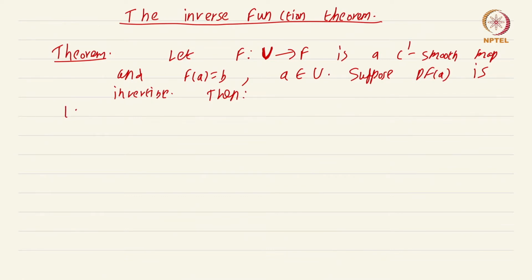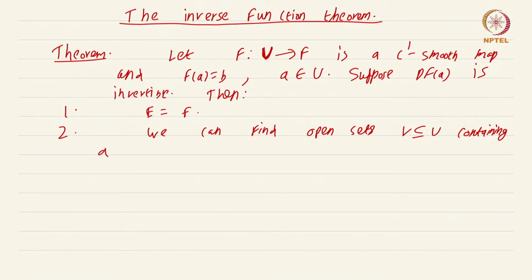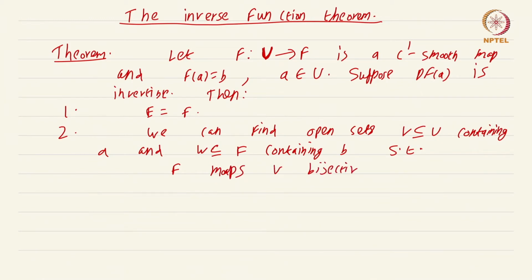Number one is the fact that E is equal to F. This is obvious actually. The fact that a linear mapping is bijective between two vector spaces means that both of them have to be isomorphic, but here E and F are both Euclidean spaces, so they must be the same R^n. Number two, we can find open sets V subset of U containing a and W subset of F containing b, such that f of a is equal to b, which is already given to us, and such that f maps V bijectively onto W.